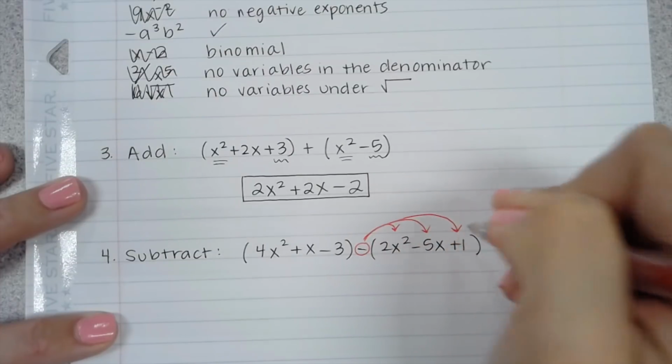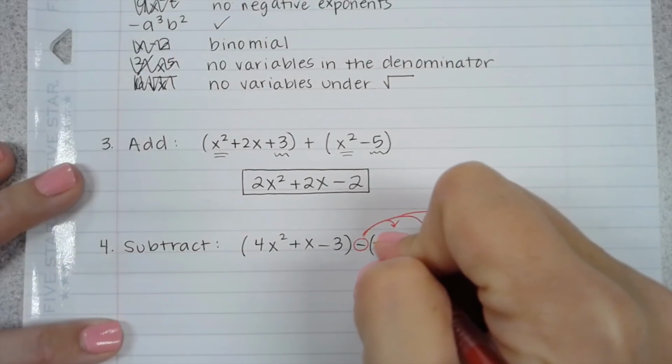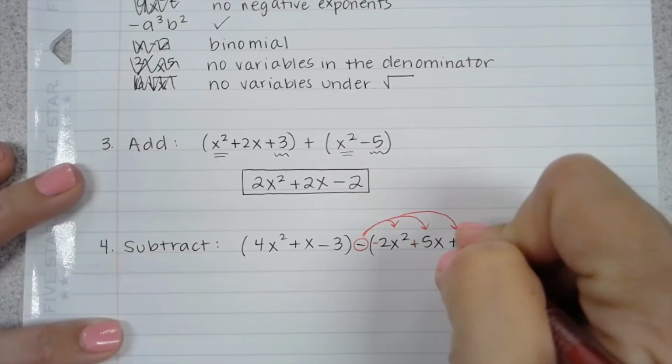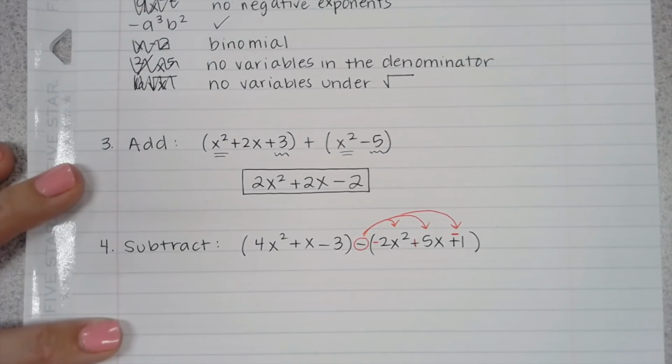And so when you distribute a negative, multiplying everything by a negative causes their signs to change. So this 2 will be negative. This negative 5x will turn positive, and then the 1 will turn negative. Some students find that writing this out underneath helps them before they combine like terms, but that's up to you to decide if that helps you.